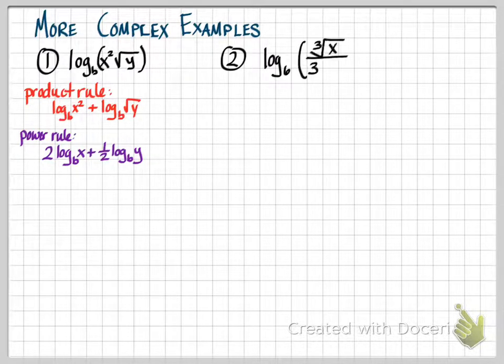Question 2 has a similar case. Now we have a quotient. We see powers on the inside. The cube root is a power. Y to the 4th is a power. But we also have a quotient. So we separate this first by using the quotient rule.